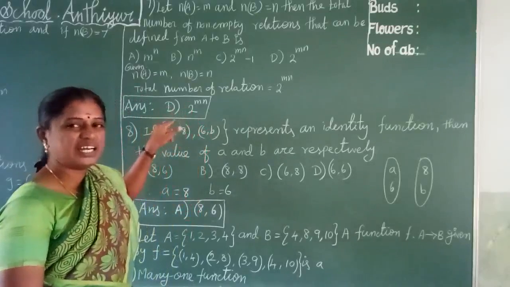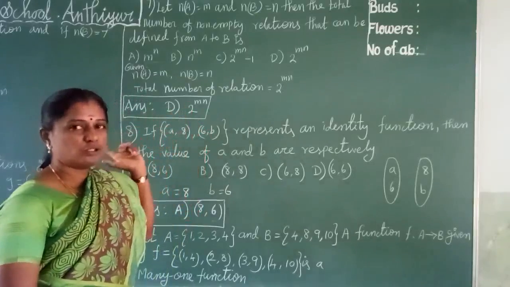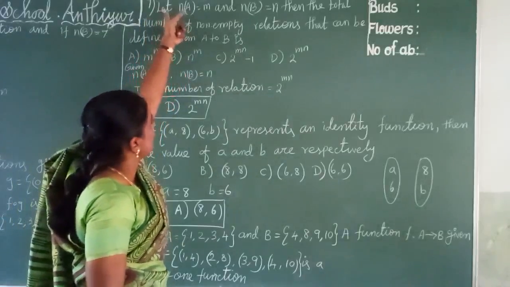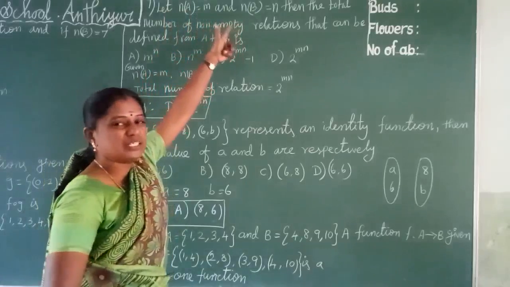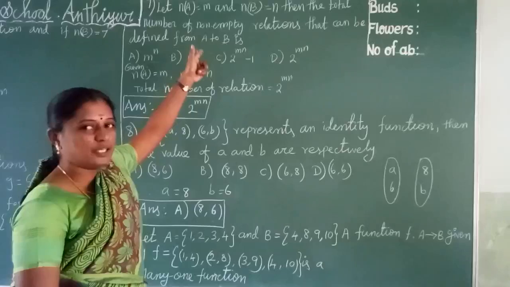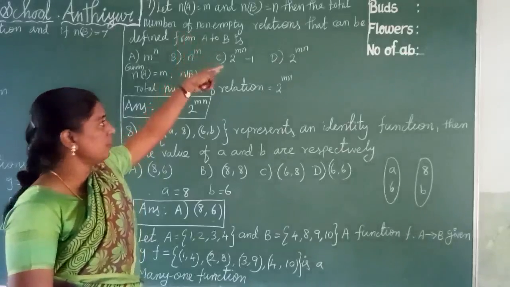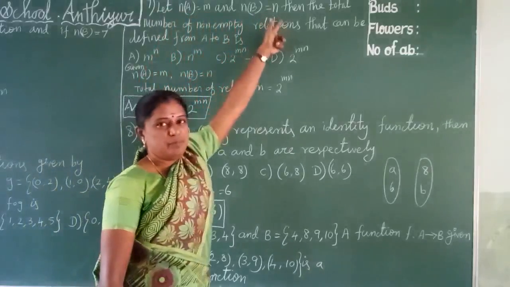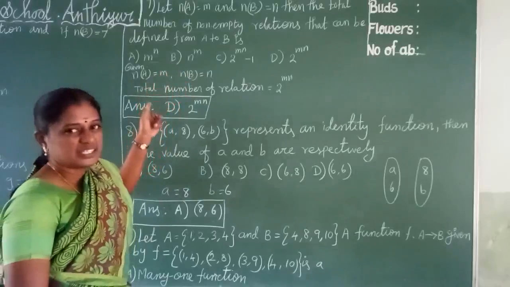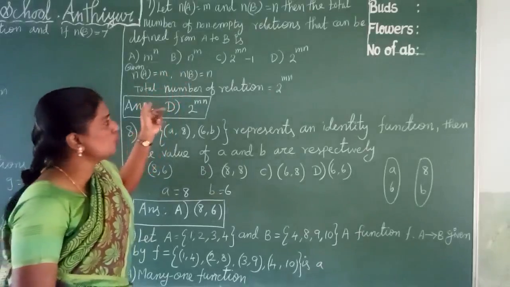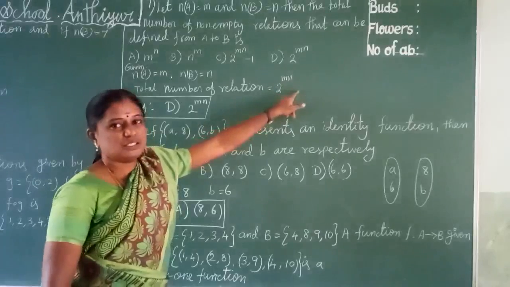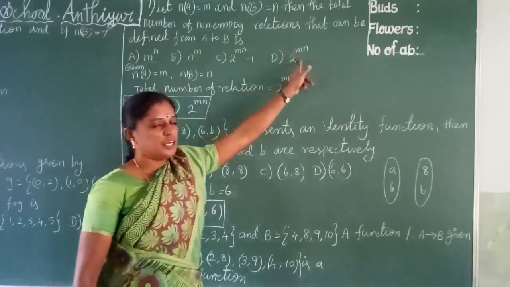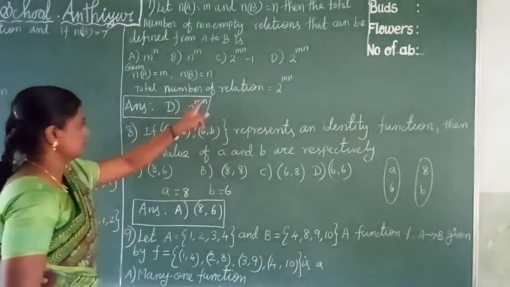So we discussed this in the relation topic itself. Now this sum also uses the same method we discussed. If the number of elements in A is p and the number of elements in B is q, then the total number of relations is 2 power pq. Substitute and get the answer. Here n(A) = m and n(B) = n, so the total number of relations from A to B is 2 power mn. That's the same as 2 power pq. So the answer is D option, 2 power mn.